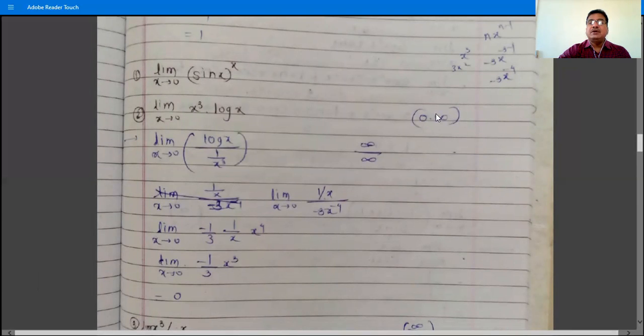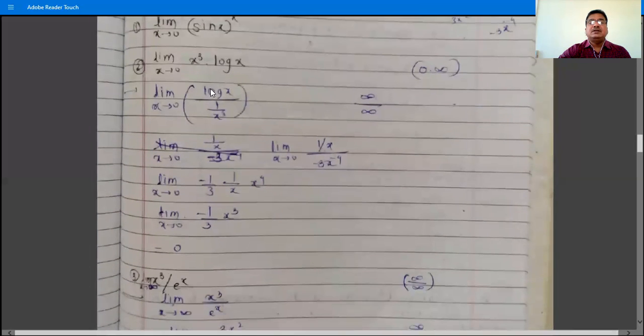Next problem: limit x tends to 0, x cube into log x. So it is in 0 into infinity form. So convert this problem to 0 by 0 form. Shift this x cube to the denominator, so it becomes 1 by x cube. So we have log x divided by 1 by x cube. Now it is in infinity by infinity form, since log 0 is infinity.